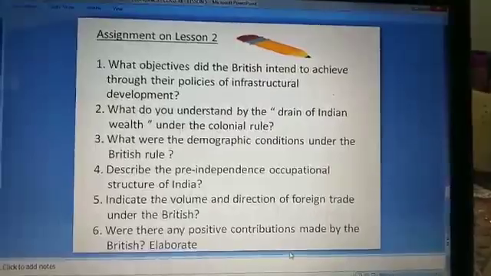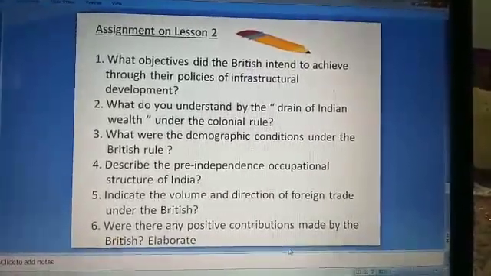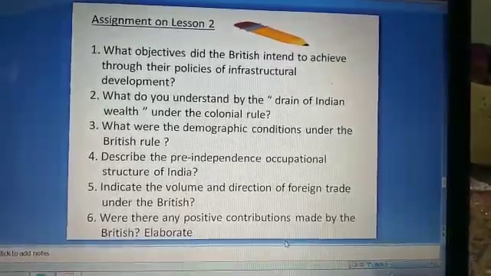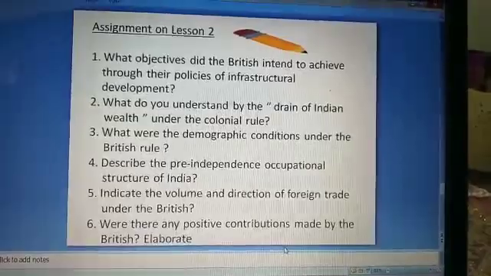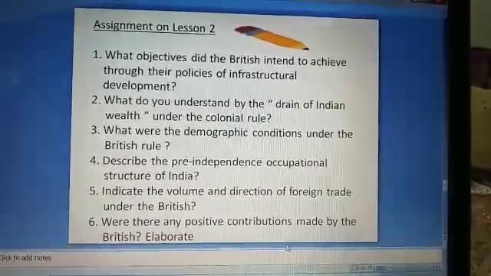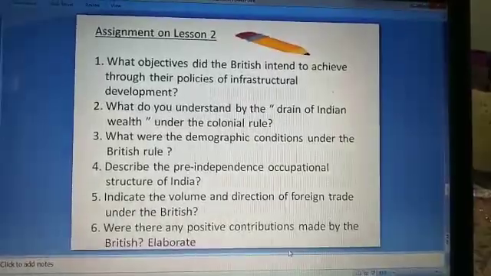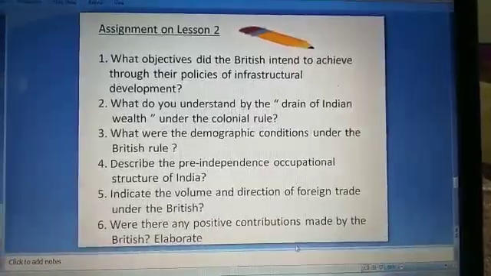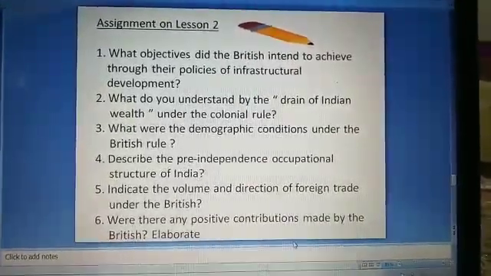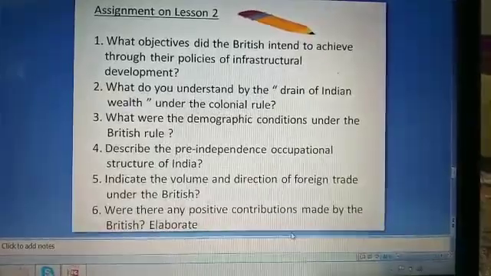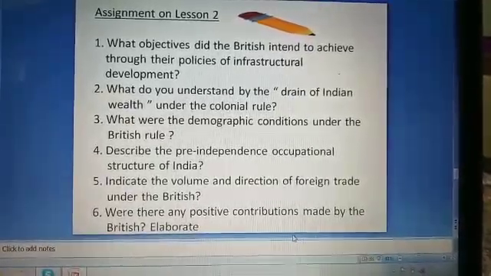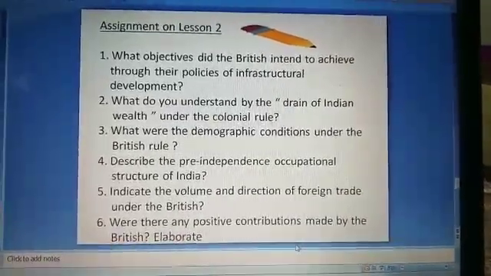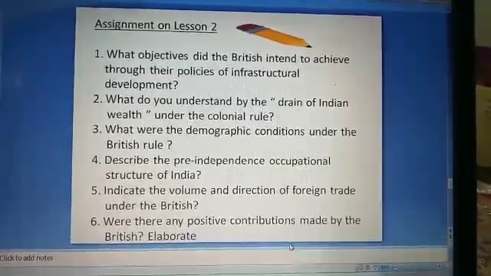Okay, time for assignment on lesson 2. The first question. What objectives did the British intend to achieve through the policies of infrastructural development? For this answer, you should write about how the roads, the railways, the post and telegraphs, how all this helped the Britishers to achieve their selfish interests. Second question, what do you understand by the drain of Indian wealth? You will talk about the export surplus and how that export surplus was used in setting up offices and fighting wars, etc.